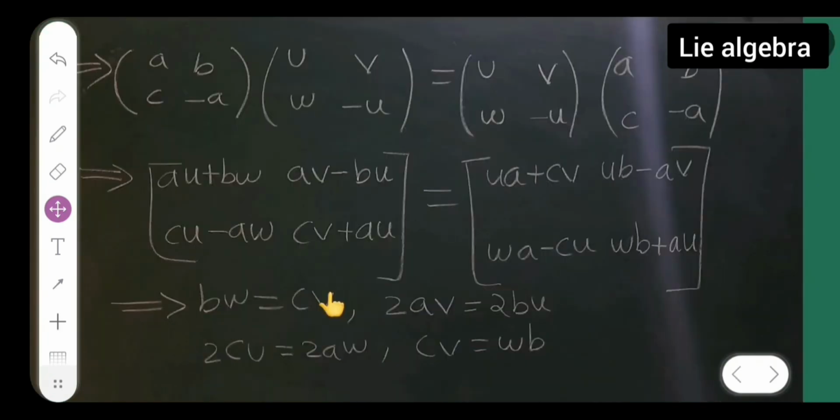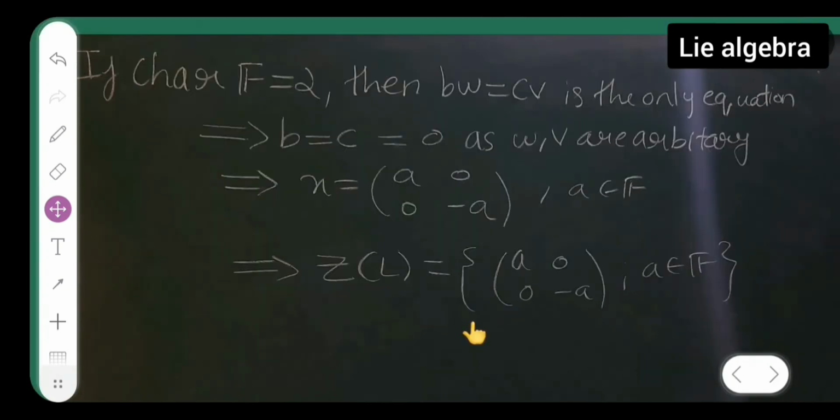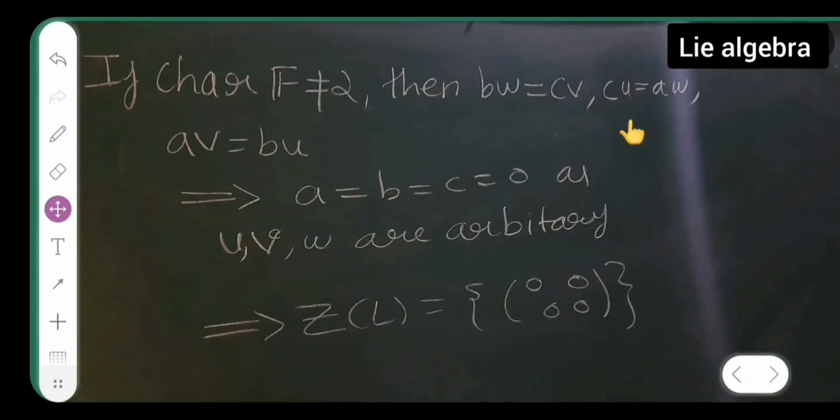I'm taking this all now. Okay, BW is equal to CV. This and this is the same. So okay, AV is equal to BU and CV is equal to AW. So this is what I have written over here: CU is equal to AW and AV is equal to BU.